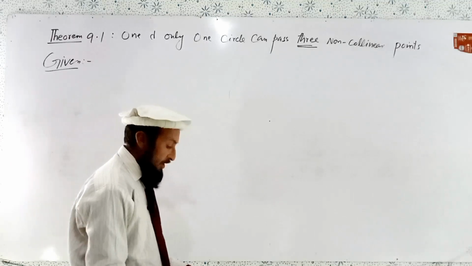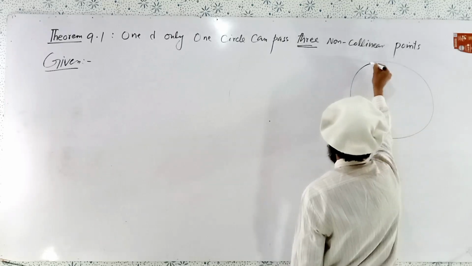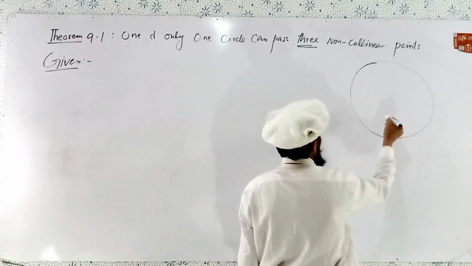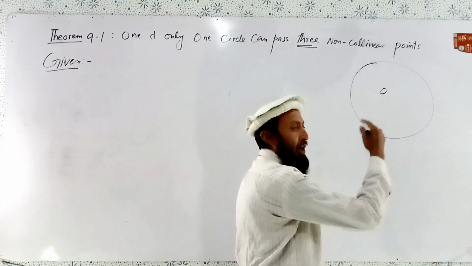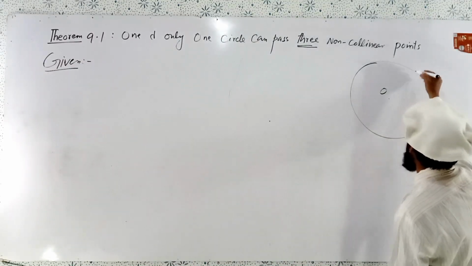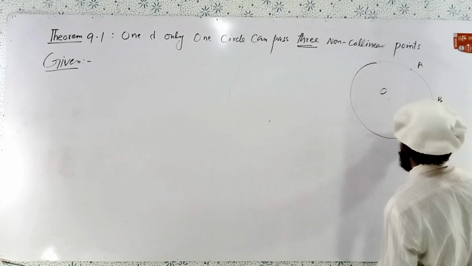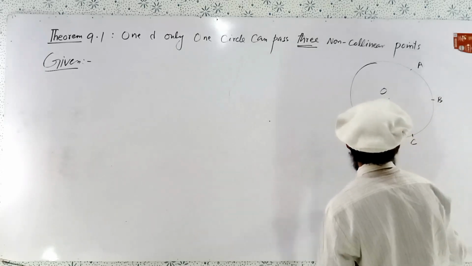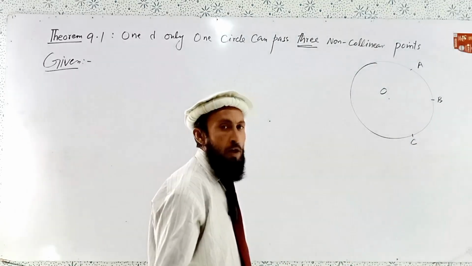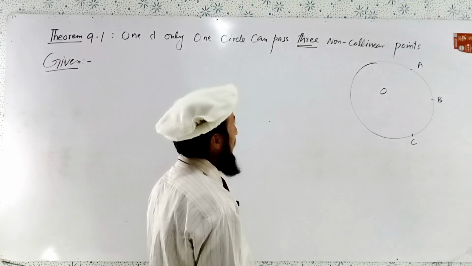First of all, we draw the circle. So look here, for example, O is the center. We draw a circle and here three points are required, three non-collinear points. We write here A, B and C. We can also give the names P, Q, R or L, M, N. This is your choice. Now here A, B and C are three points.